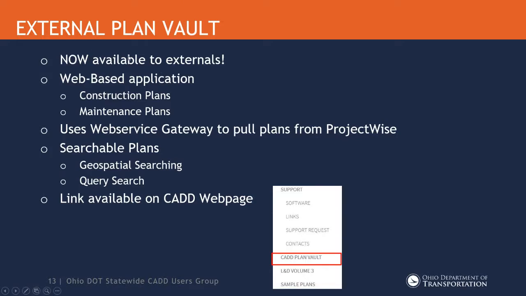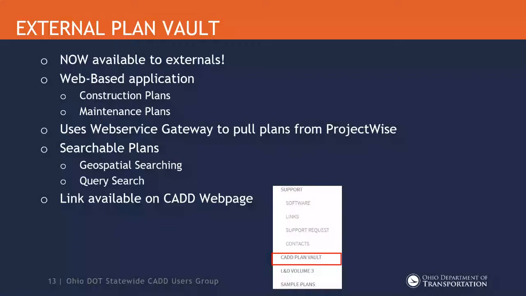So before, this might look familiar, we've actually done a presentation on what we wanted to do with the plan vault web map before. But again, I want to say it again that this is available now, and externals can, or do, have access to seeing this web-based application. So just a reminder, if you want to take a look at this web-based application, we can probably make an announcement in the chat here, but it is also available on our CAD web page.